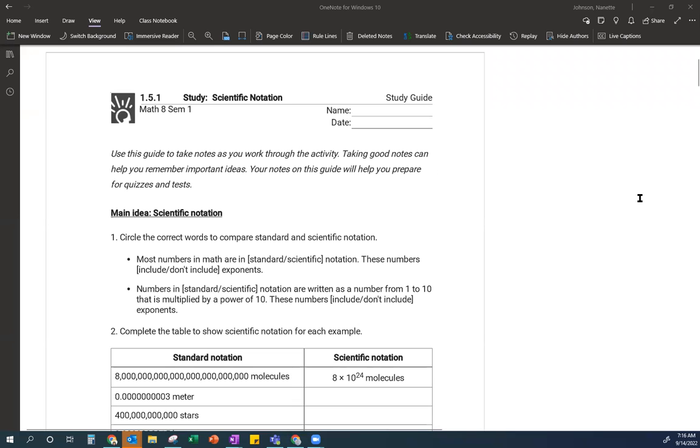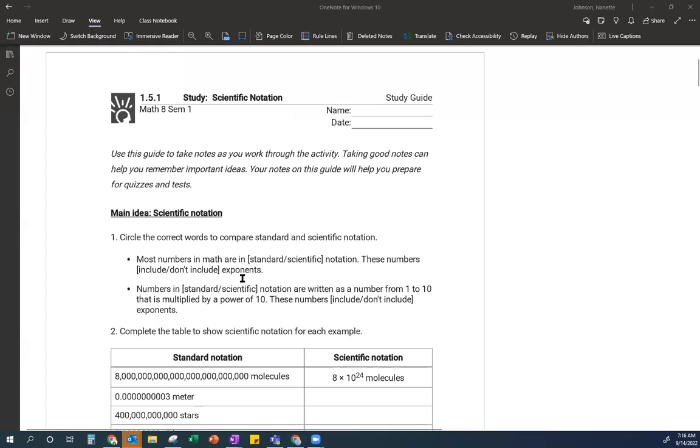Okay, so we're going to talk about scientific notation. The purpose of scientific notation is, instead of looking at really big numbers and losing track of the millions and billions and trillions, we can keep track of it using exponents. Okay, so circle the words that complete standard and scientific notation.